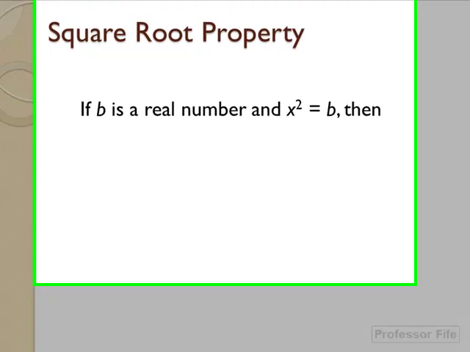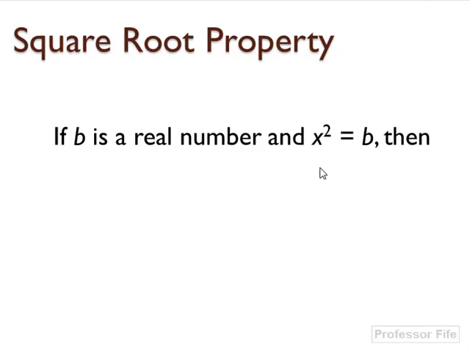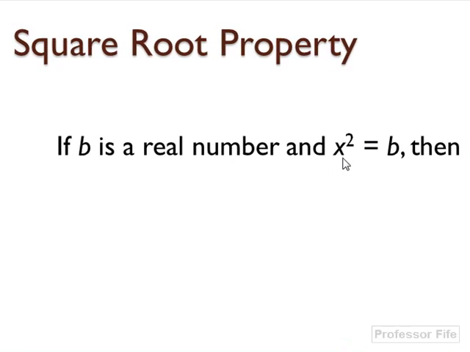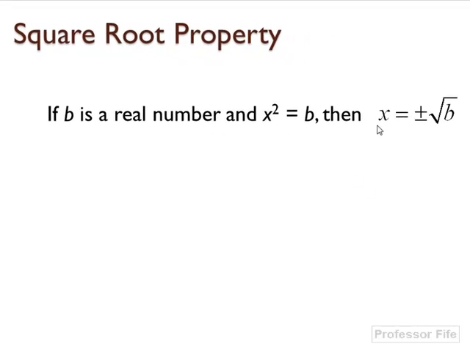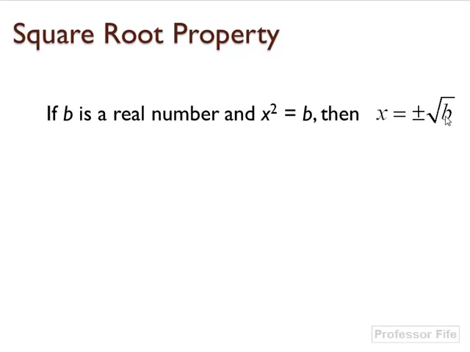The square root property gives us a way to solve equations where you have a square, like this, x squared is equal to b. It tells us that to get rid of an exponent of 2, you can apply a root with an index of 2. So take the square root of both sides, and if x squared is equal to b, then x is equal to plus or minus the square root of b.